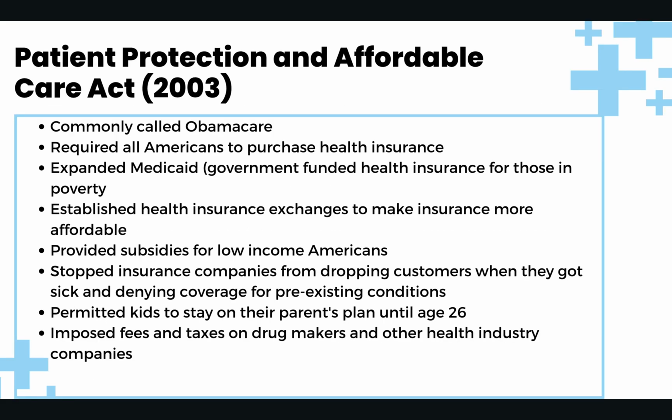In 2003, the Patient Protection and Affordable Care Act was passed. It is commonly referred to as Obamacare. It did put into place a lot of things that were able to provide more access to health care for more Americans. It did require all Americans to purchase health insurance. It expanded Medicaid, which is government-funded health insurance for those in poverty. It established health insurance exchanges to make health insurance more affordable, provided subsidies for low-income Americans, which means that the government will help you pay for health insurance if you have a low income.